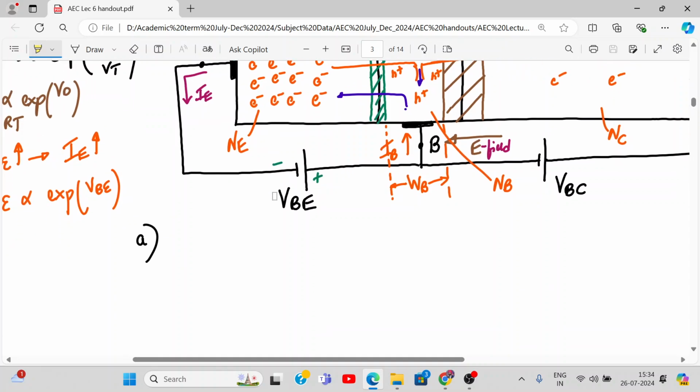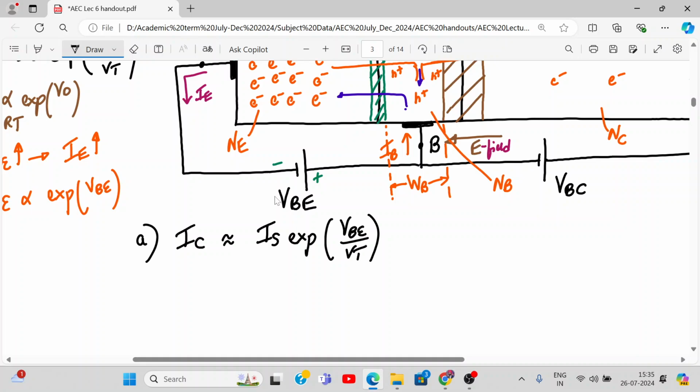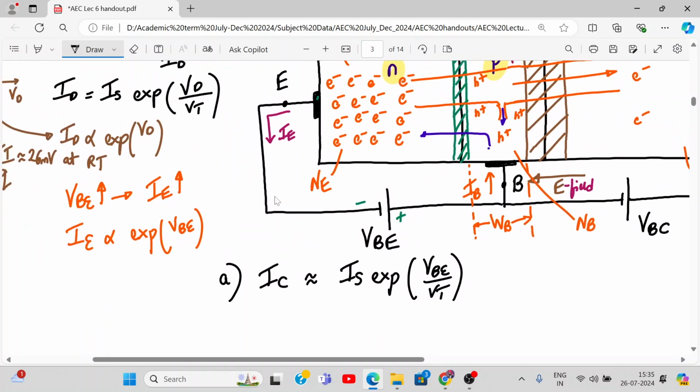So write down the first equation. First of all, IC, collector current, is approximately equal to IS times exponential of VBE upon VT, where IS is the leakage current, same as in a PN junction. Isn't it the same formula as a PN junction, right? Yeah, you can see the correlation between this formula and that formula. Almost the same.